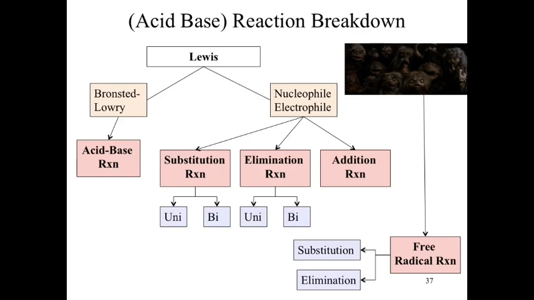The Bronsted-Lowry definition is what we will refer to continually as the acid-base reactions. The nucleophile electrophile reactions include your substitution, your elimination, and your addition. And realize within each of those reactions, we may see acid-base reactions show up at the same time within a step of the mechanism, but the overall reaction will still be called substitution, elimination, or addition. You'll notice I have subcategories coming off the substitution and elimination because we have subcategories of mechanisms of those reactions. We get the unimolecular and the bimolecular within each of those.